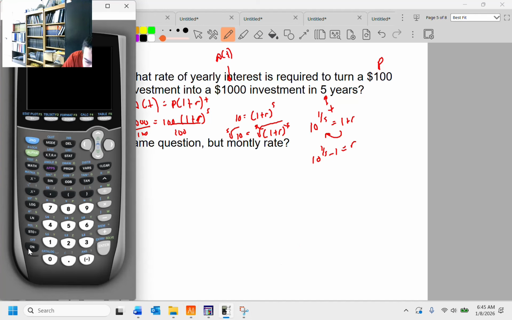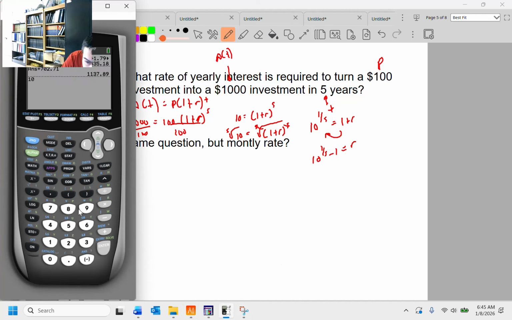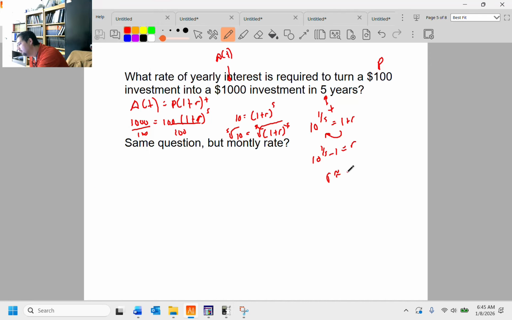Well, if you still don't know how to fix a square root, this is impossible. I'm not even sure how you breathe. Anyways, there's 10 to the 1/5. Take away the 1. That's a pretty hefty rate of interest. 0.5849, which would be 58.49%.